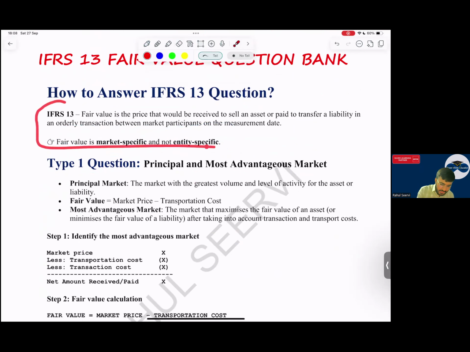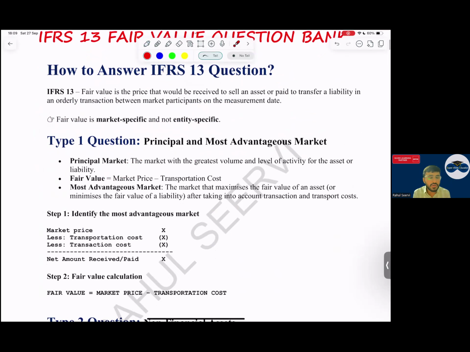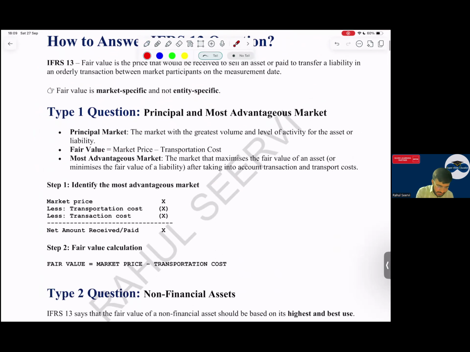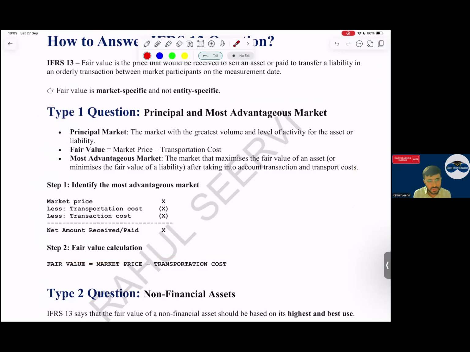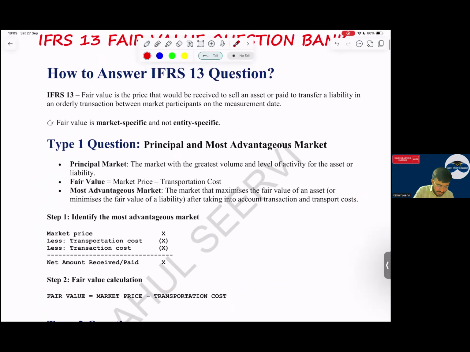First write down these 2 points, then write down what is principal market, most advantageous market, and write down whether we consider transaction cost or transportation cost or not, and link your answer to the case given and write it down. You will get the marks. So this is the type 1 question.